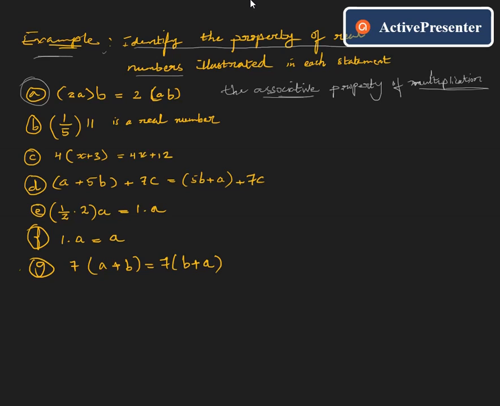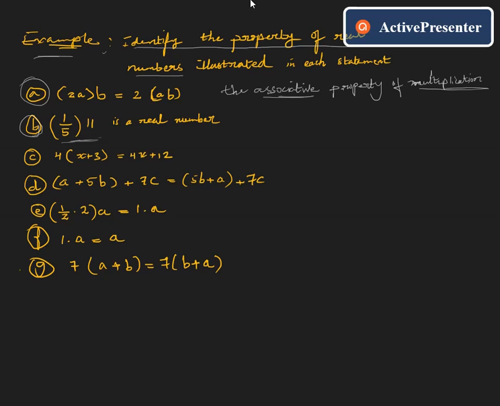The second question, B: 1 over 5 multiplied by 11 is a real number. There is a multiplication only, so the property should be in multiplication.